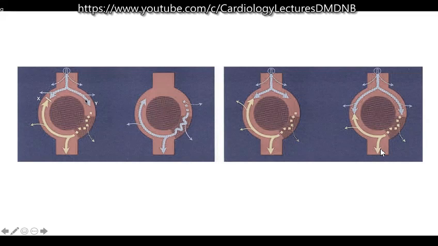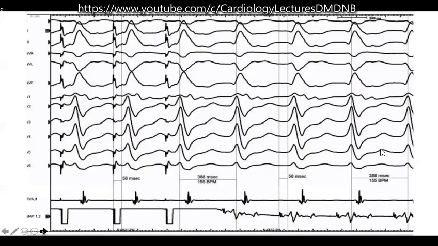On the other side, it goes through like this and goes through this slow pathway so that it doesn't get caught up with the tail, and it completely overtakes. This is called entrainment. So the paced rhythm completely overtakes the ventricular tachycardia circuit. So this is called entrainment.